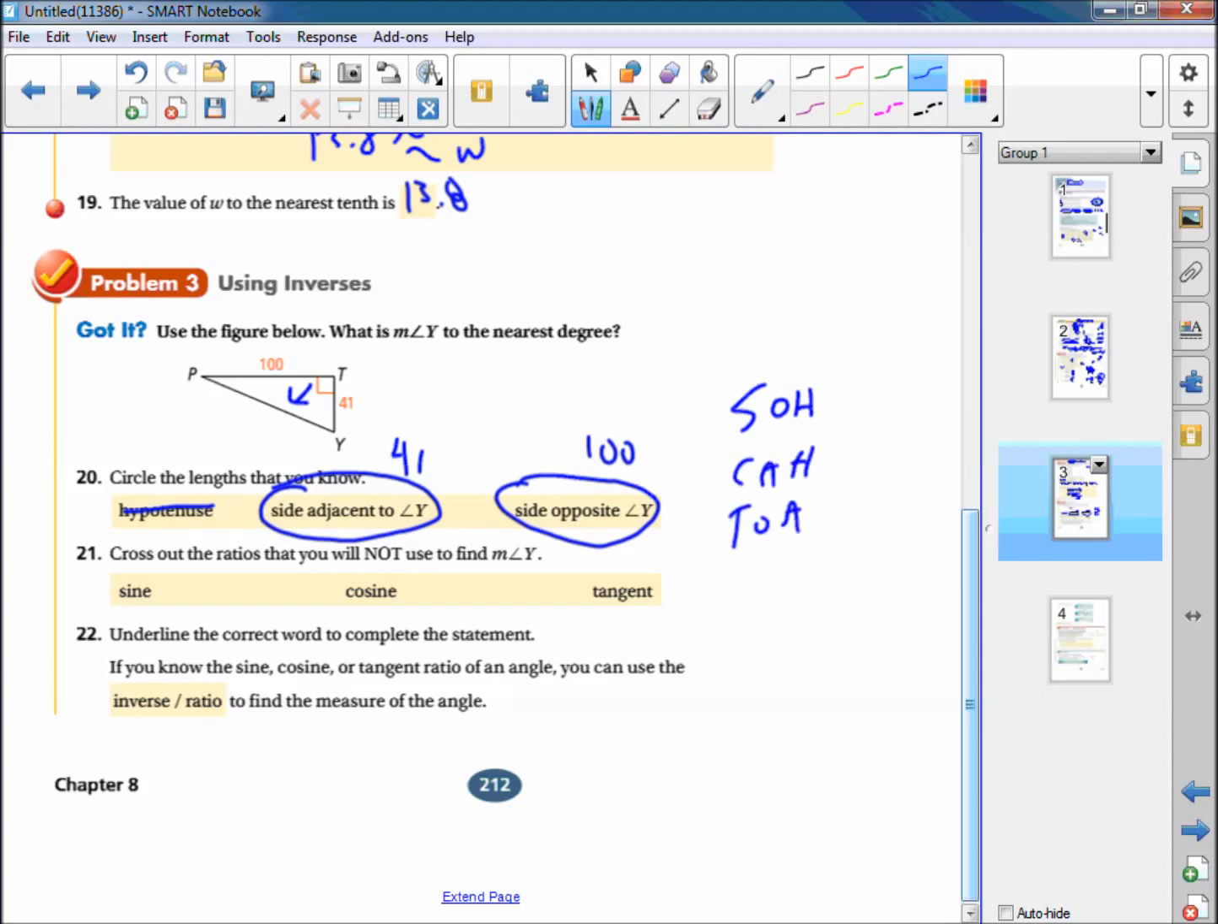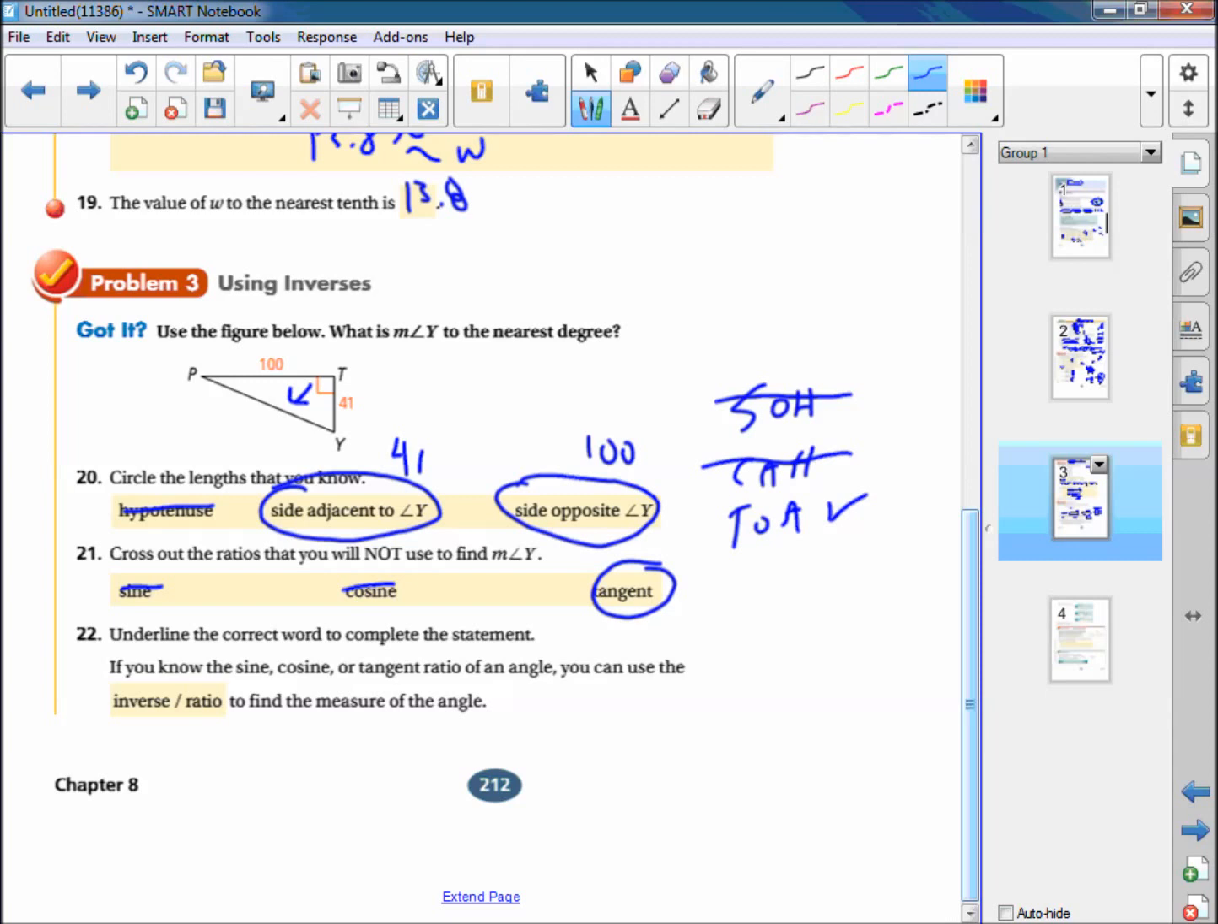SOHCAHTOA. And let's see, we don't know the hypotenuse, so sine's out of the question. We don't know the hypotenuse, so cosine's out of the question, but we do know the opposite and adjacent. So we're going to use tangent, and we are not going to use cosine or sine. So underline the correct word to complete the statement.